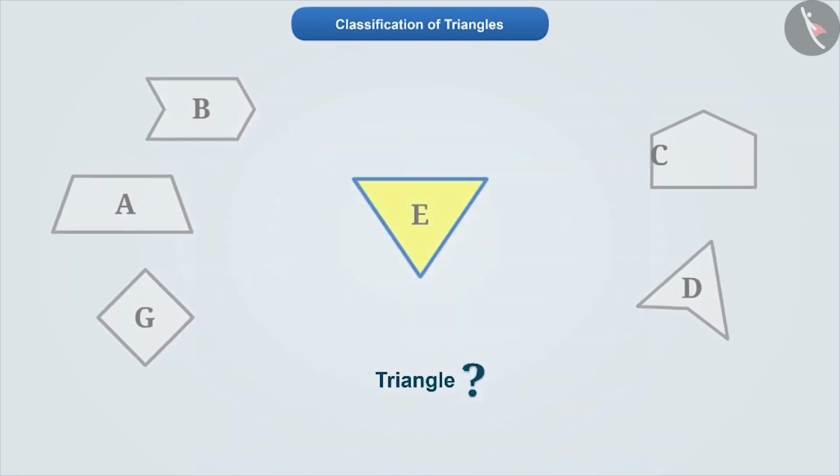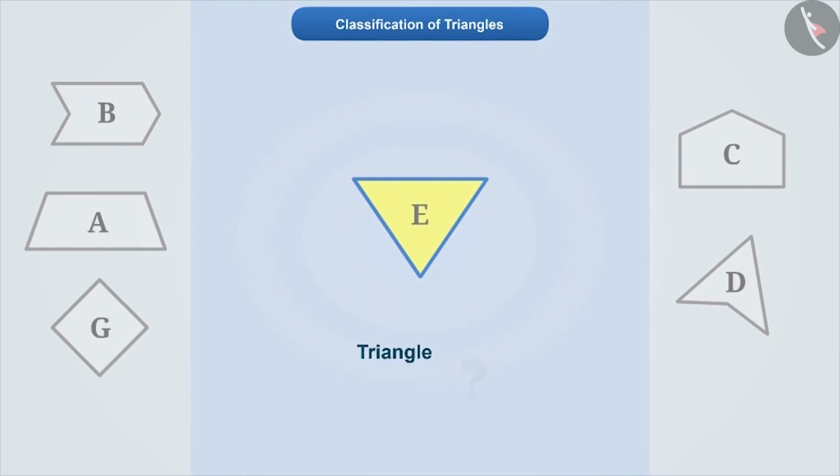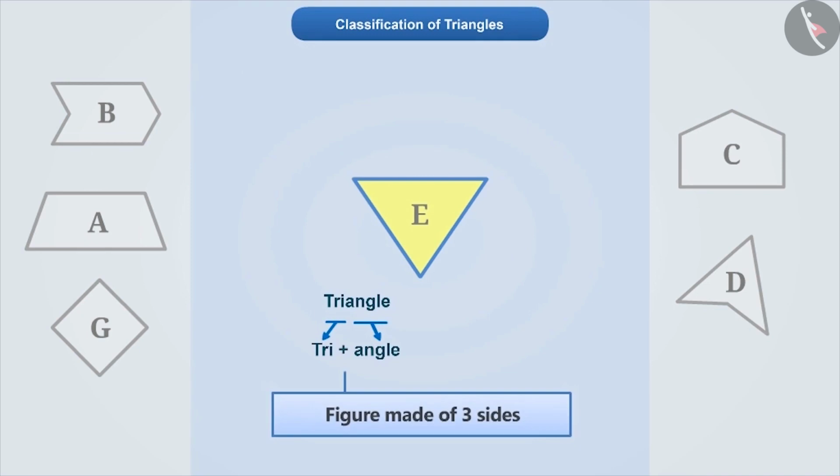Have you chosen figure E? If yes, then congratulations! You have correctly identified the triangle. To correctly identify a triangle, it is important to understand its concept correctly. Triangle is made of tri plus angle, which means a figure that is made of three sides. Therefore, we can say that a figure that is made up of three sides is called a triangle. In the given figures, only E is made up of three sides, therefore, only this is a triangle.